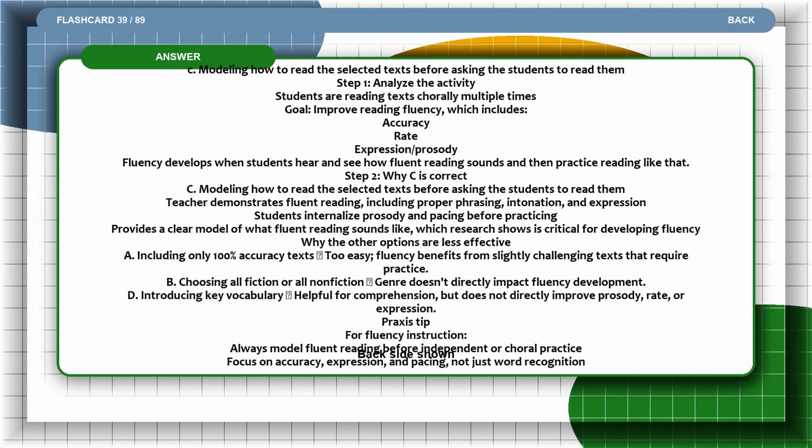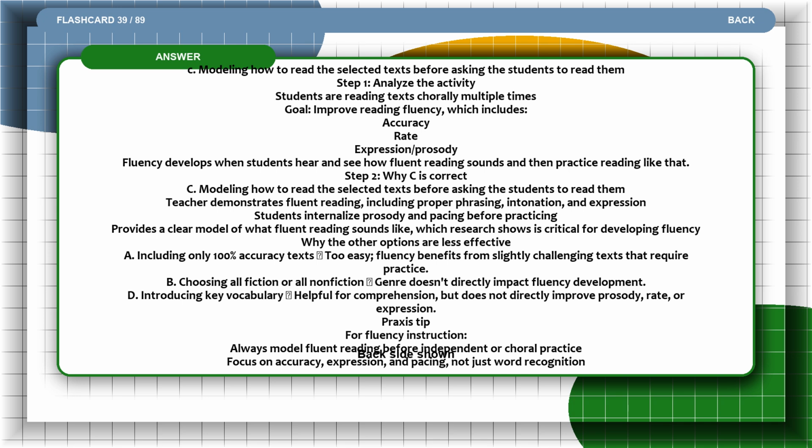The answer is C. Modeling how to read the selected texts before asking the students to read them. Step 1. Analyze the activity. Students are reading texts chorally multiple times. Goal: improve reading fluency, which includes accuracy rate and expression/prosody. Fluency develops when students hear and see how fluent reading sounds and then practice reading like that.